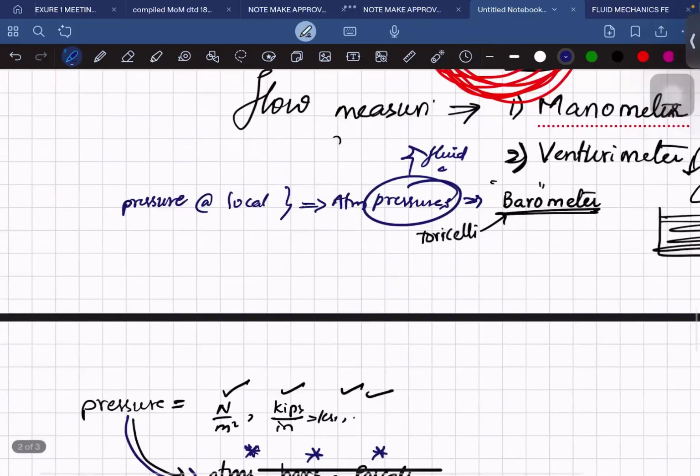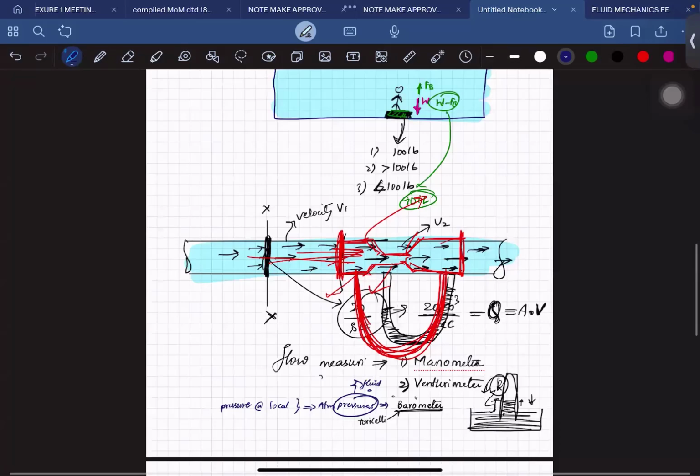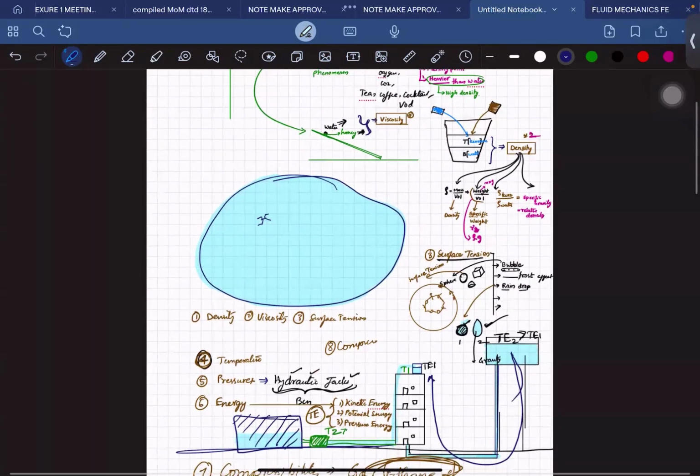So from tomorrow's session, we'll study only these things: buoyancy, density.